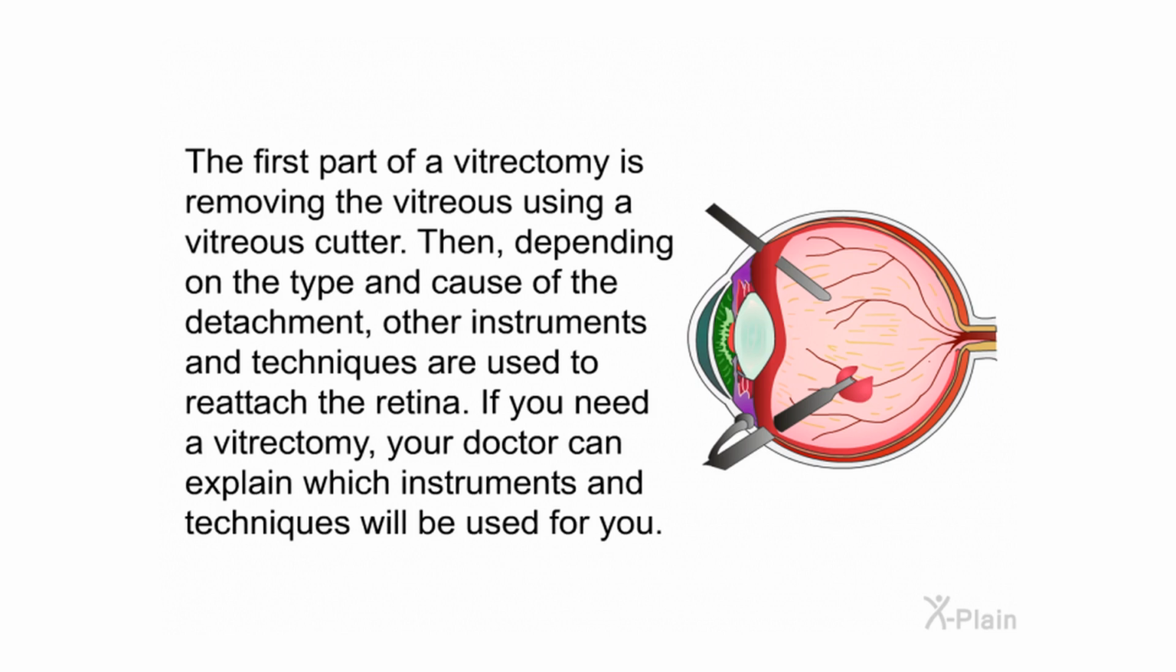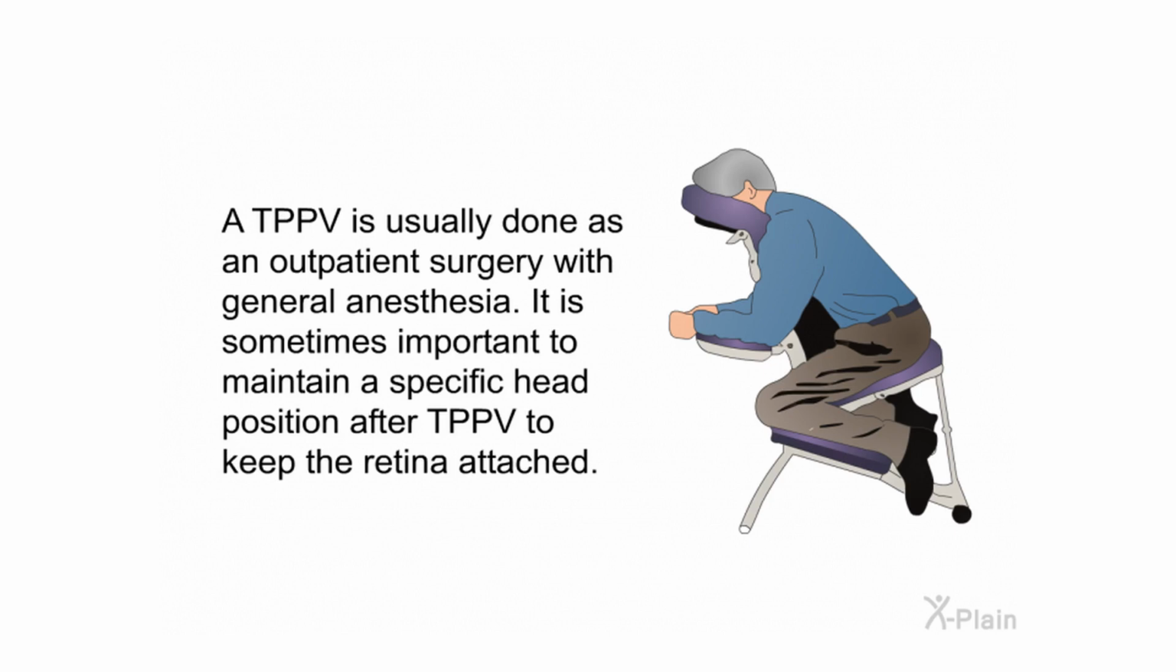The first part of a vitrectomy is removing the vitreous using a vitreous cutter. Then, depending on the type and cause of the detachment, other instruments and techniques are used to reattach the retina. If you need a vitrectomy, your doctor can explain which instruments and techniques will be used for you. A TPPV is usually done as an outpatient surgery with general anesthesia. It is sometimes important to maintain a specific head position after TPPV to keep the retina attached.